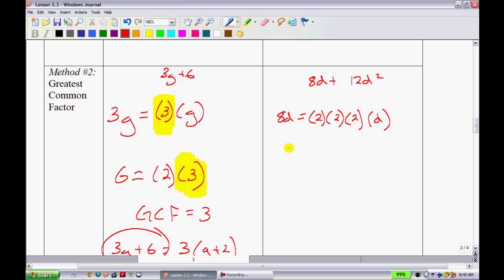Okay, let's deal with the 12d squared. Again, I can divide it by 2, divide it by 2 again, and then by 3. So 2 times 2 is 4, times 3 is 12. And then since I have a d squared, I can write it as d and a d.